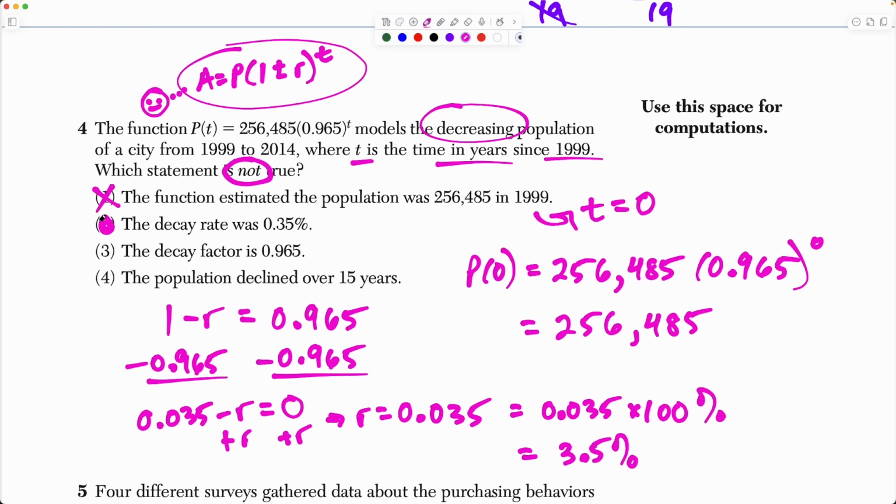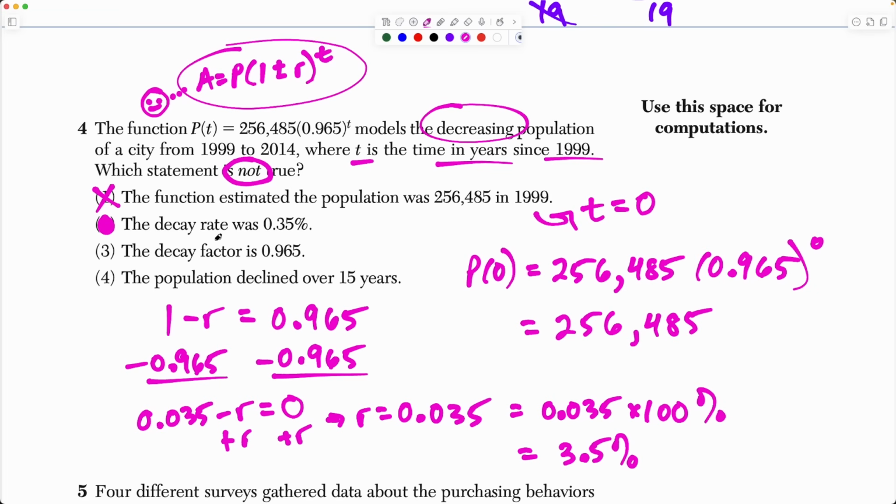This is a common mistake: students will mix up the decimal places here. But when you're going from the rate in decimal form to the percent form, you just multiply the rate by 100. And that'll tell you that there was a 3.5% decrease. Okay, well, that's the rate of decay.